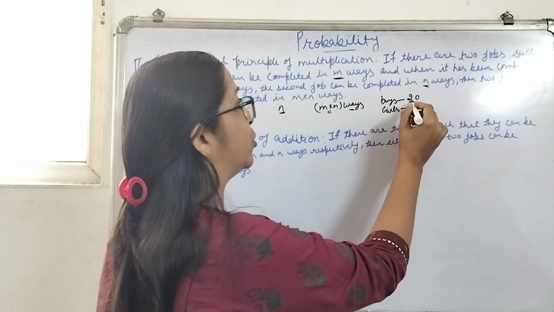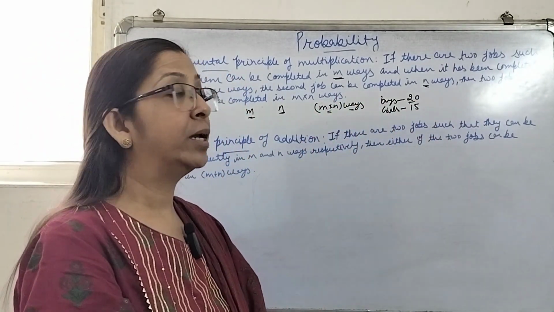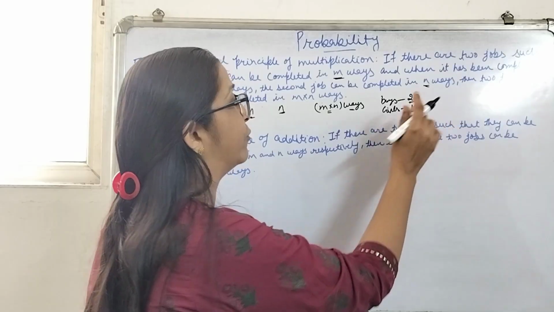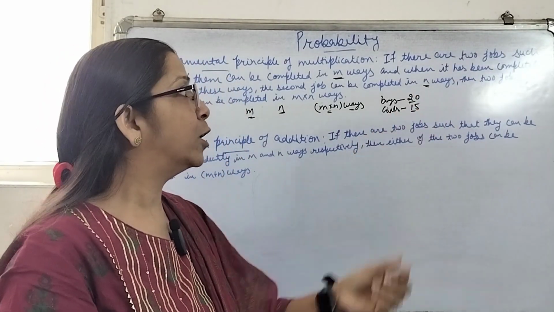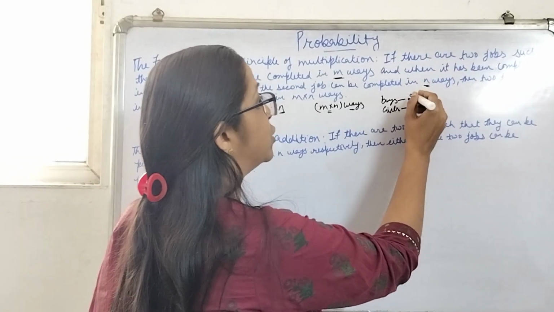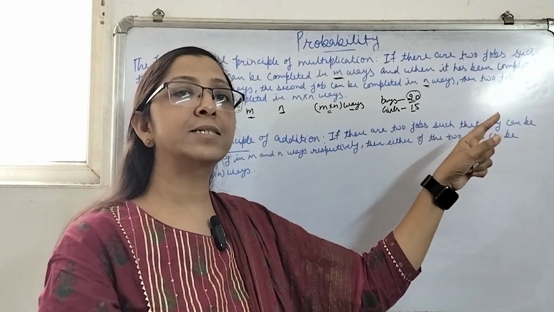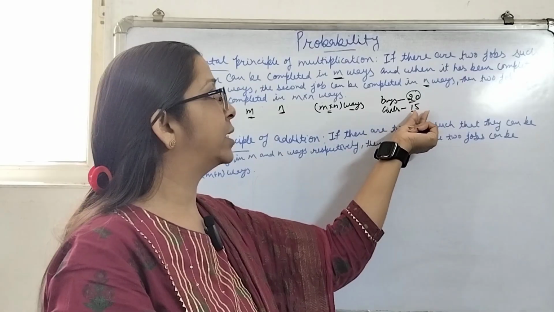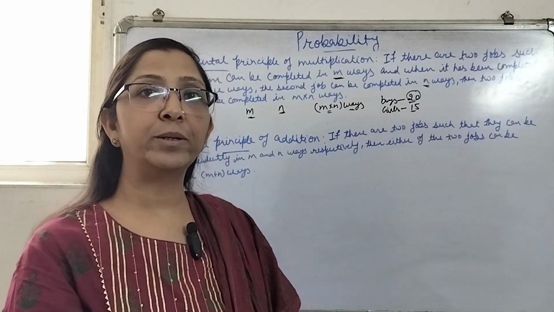That means out of these 20, there are 20 ways by which the teacher can select one boy. N is your 15. There are 15 ways by which any of the girls can be selected. Now what she has to do is, first of all, select one boy out of these 20, and once she has selected the boy, then select any girl out of these 15. So in total, how many ways could there be?